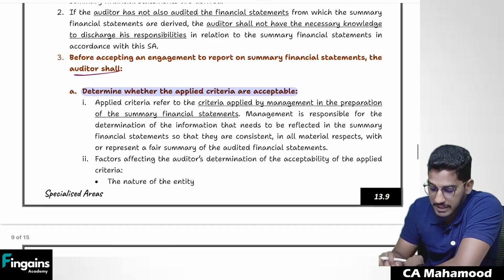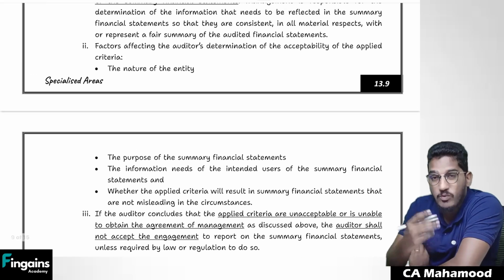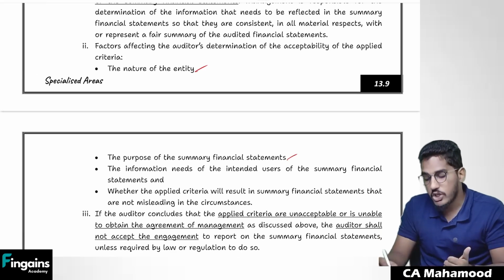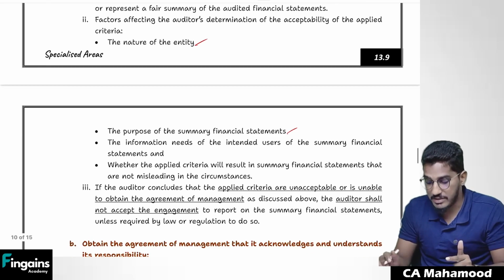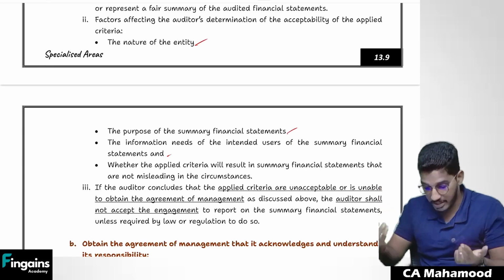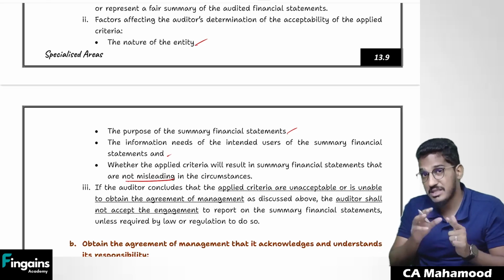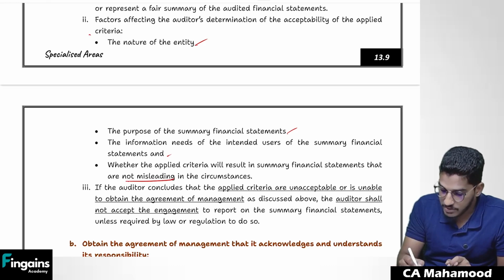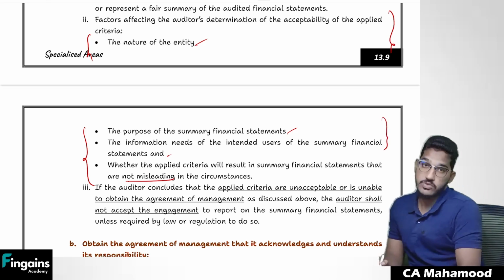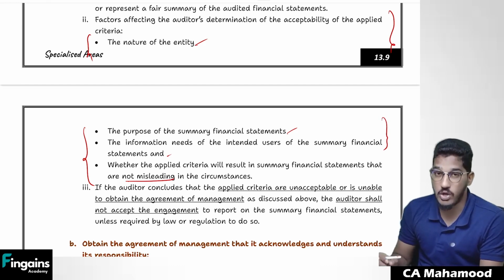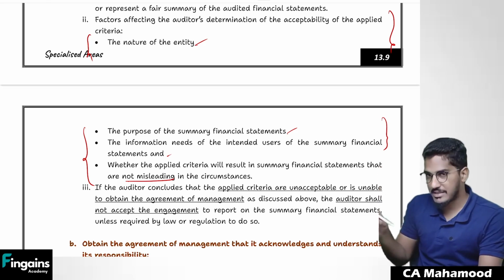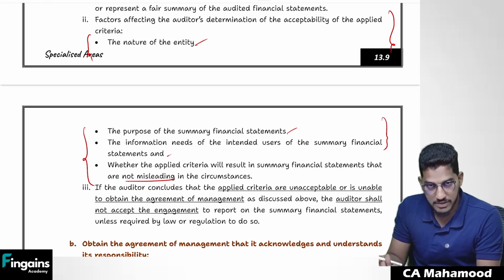And sir, on what factors will I decide whether the applied criteria is acceptable or not? Keeping what factors in mind will I decide? You will consider a few factors like the nature of the entity. You will try to understand the purpose of that summary financial statements, and whoever is going to use the summary financial statements, what their information requirements are, and also whether that applied criteria is misleading or not misleading. These are the factors you are going to consider, and after considering these factors, you will decide whether the criteria management has followed in the summarization is acceptable or not. If it is acceptable, accept the engagement of reporting on summary financial statements. If the applied criteria is not acceptable, don't accept that audit engagement of summary financial statements.